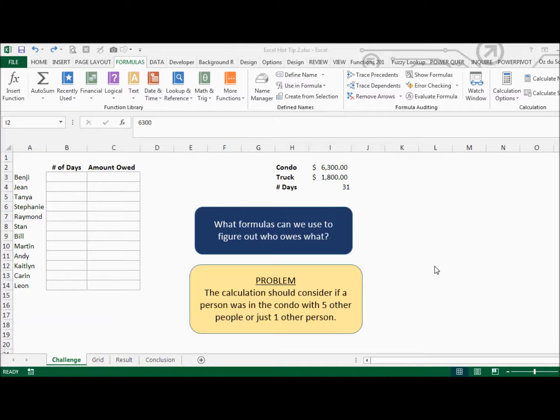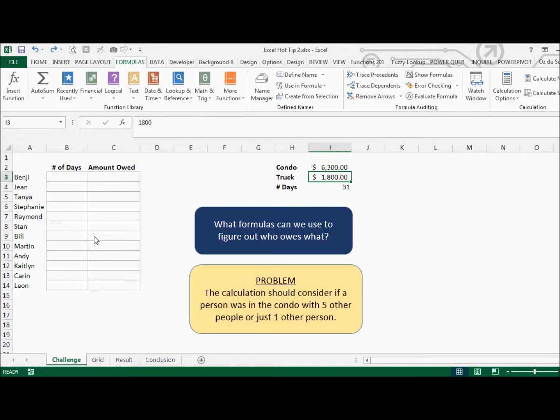Let's get square: the goal here is to just show you the thought process, our one way of working with Excel. We won't go deep into these formulas and the layout and everything, because a friend sent me this challenge: these people are going to rent a condo for 31 days and rent a truck, and they wanted to know how much each person would have to pay to cover the cost.